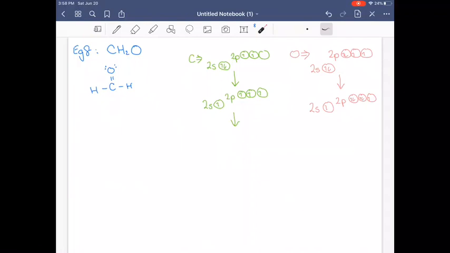Carbon makes 3 interactions. It makes 4 bonds, but 3 interactions: one with H, one with H, and one with O. Meaning that you're going to see 3 sigma bonds coming from carbon. Now we've seen this before with C2H4, 3 sigma bonds. How do we hybridize C2H4? That's right, it was sp2, right? Let's do that. Let's hybridize this to be at level 2 sp2.